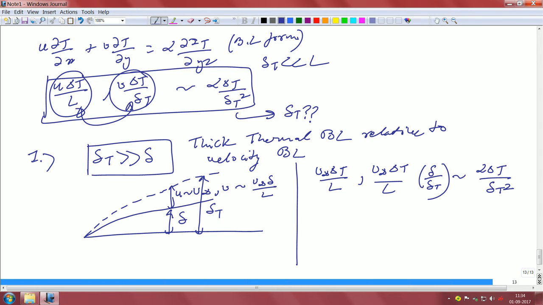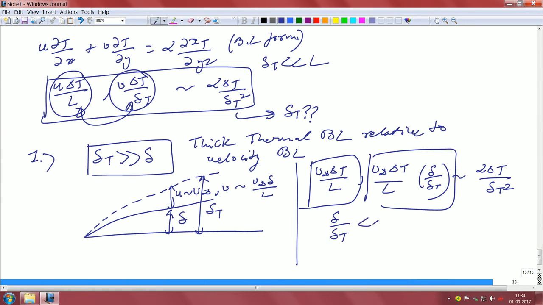Now, in this expression, what you see is that this particular term is obviously much smaller than this, because of delta by delta t. Delta t is much greater than delta, that is what our initial assumption was. So, therefore, delta by delta t must be much less than 1. Okay. So, in that situation, this term will become negligible.